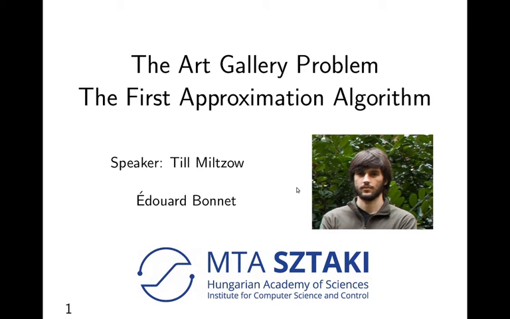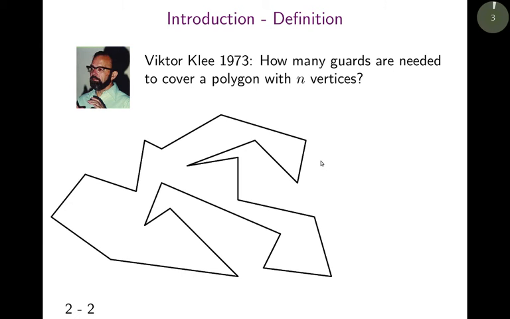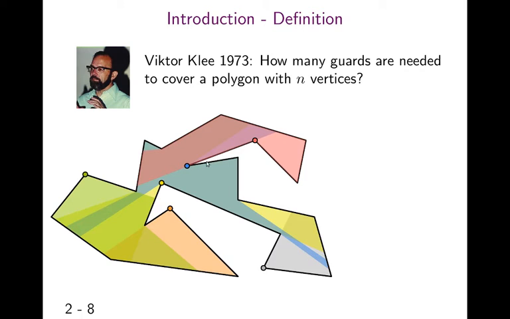Okay, let me tell you about the art gallery problem. It was introduced originally by Victor Klee in 1973, and he asked how many guards are needed to cover a polygon with n vertices. So here's a simple polygon with n vertices. This might be a guard, and he or she would cover this region. Another guard covering this region, and so on and so forth. And now we have here 6 guards, and they cover the whole polygon.